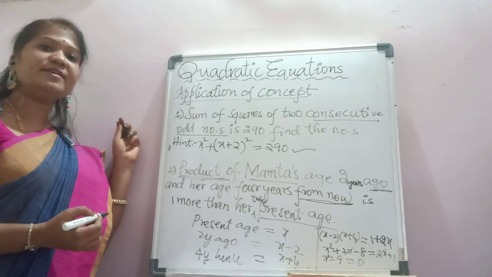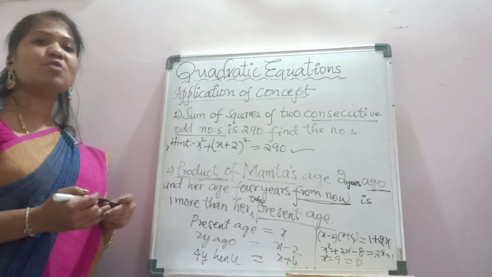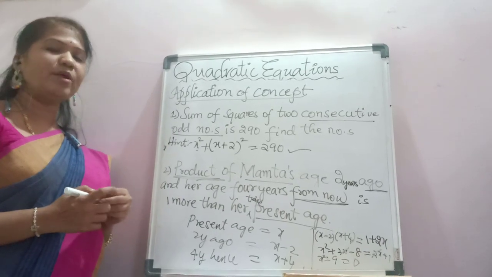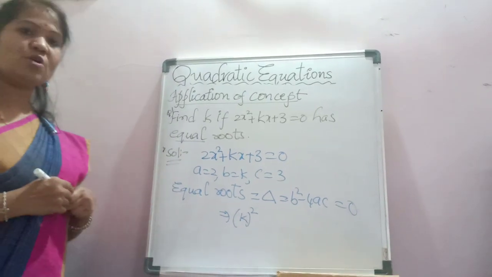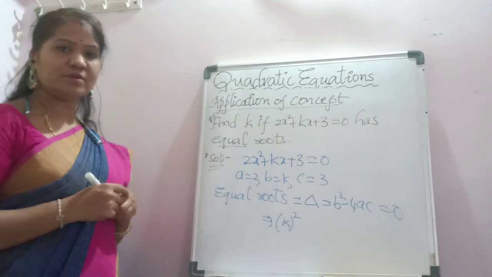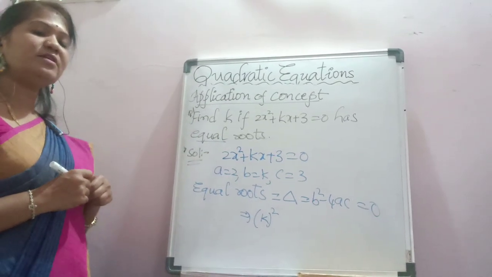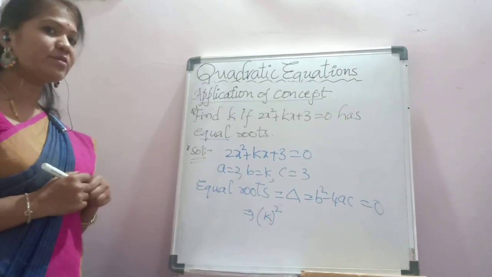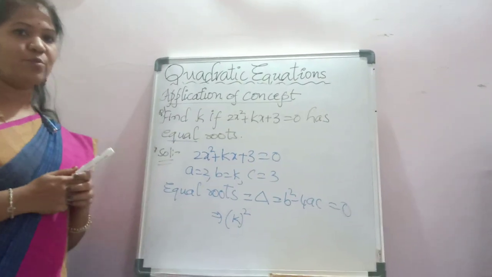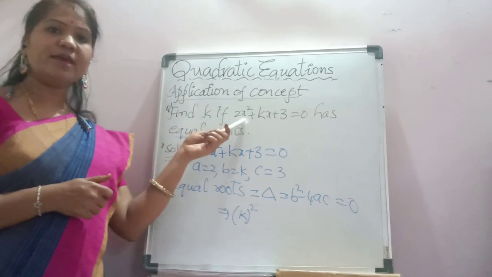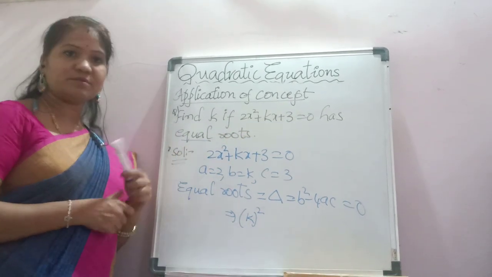So like this you will be getting different questions based on pipes, based on upstream and downstream, based on the speed of the train and like that. Okay, so let us go with the last concept, the nature of the roots. While explaining that, I have given you how to find the discriminant and the nature of the roots. Now based on equal roots, let us see one more question. Find the value of k if 2x square plus kx plus 3 is equal to 0 has equal roots.